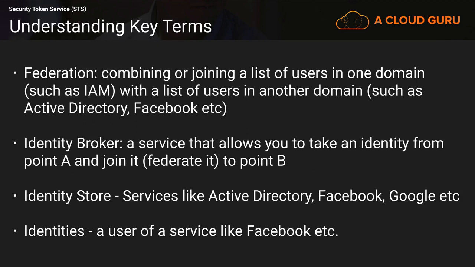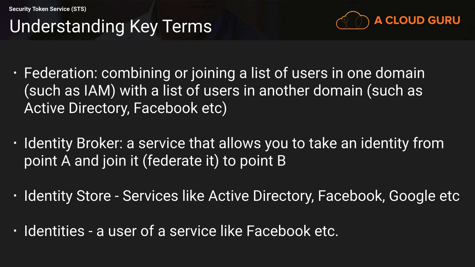Federation, like I said, is just combining or joining a list of users in one domain, such as IAM, with a list of users in another domain, such as Active Directory, Facebook, your Amazon credentials, Google credentials, LinkedIn, or whatever. An identity broker is a service that allows you to take an identity from point A and join, or federate, it to point B. An identity store is just services like Active Directory, Facebook, Google, etc. It's where you're going to store all your identities, and then your identities themselves are just a user.